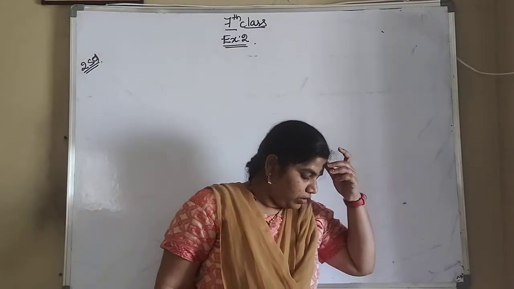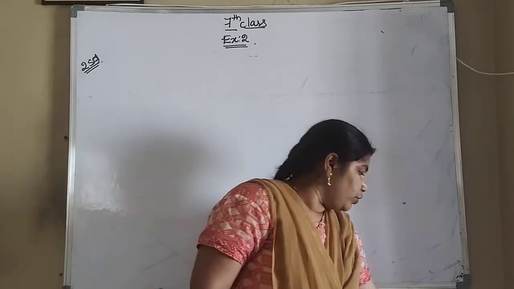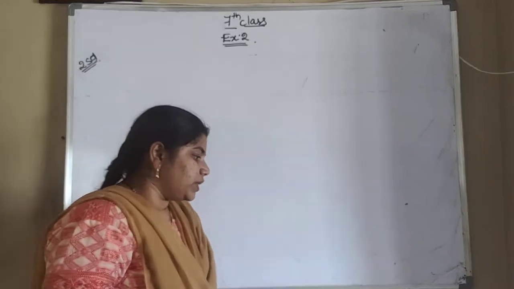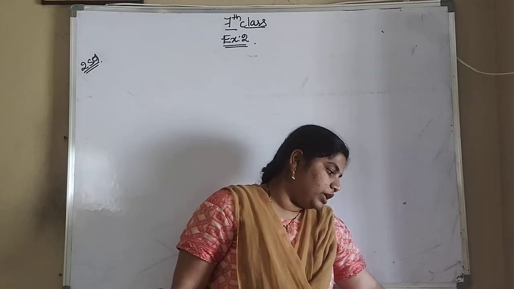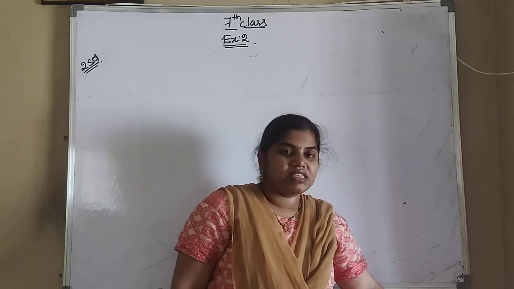So good morning everyone. We have started exercise 2. In that we are going to continue with the second problem. So what is the second problem? By what number should 3 power minus 4 be multiplied so that the product is 729?